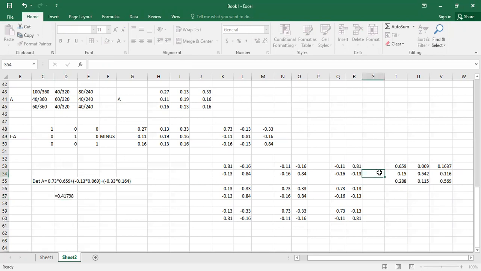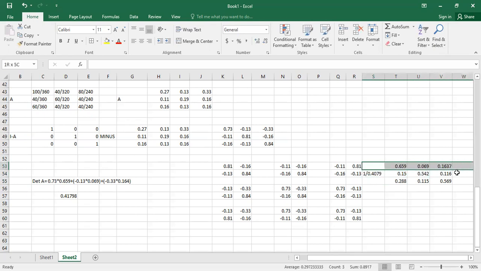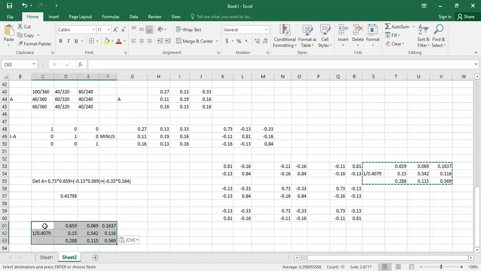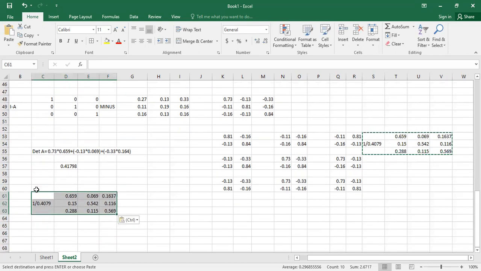So our 1 divided by 0.41798 multiplied by this matrix. Let me copy this and paste it here. So this matrix here is supposed to give us the inverse, right? This is our inverse.